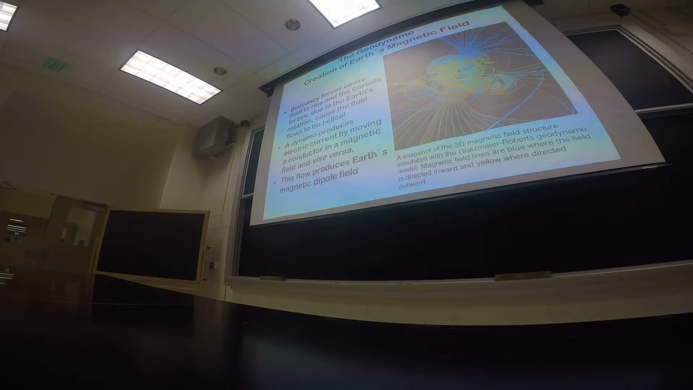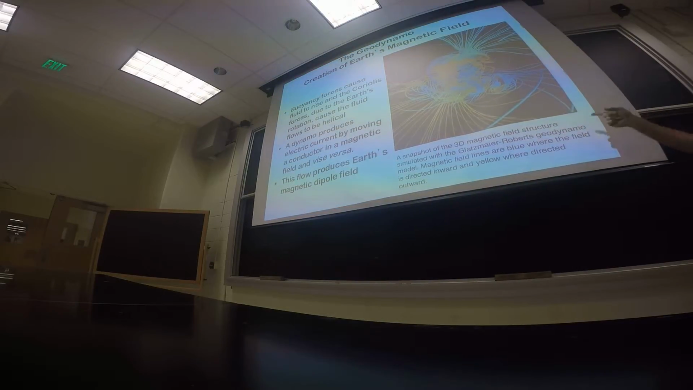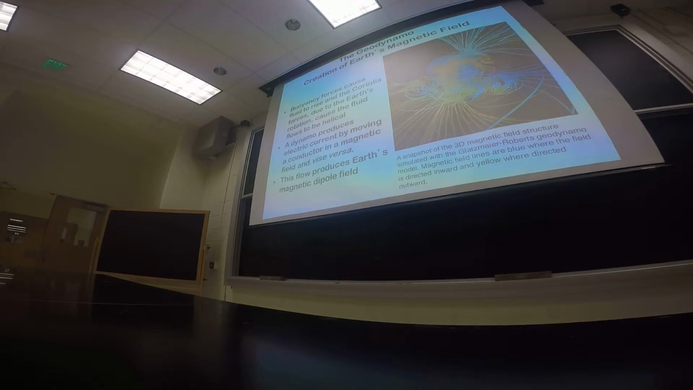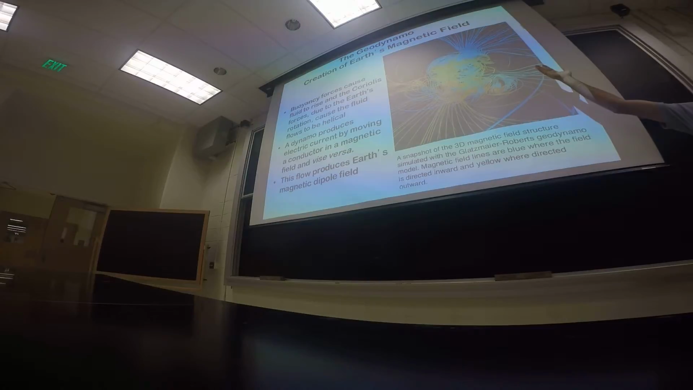So here is actually a picture of the magnetic field simulated. So this is basically just like we were talking about in gravity, right? What we're doing is we're making a model of the fluid in the outer core. We're basically modeling how fluids move there. And from that model, we're creating a magnetic field, an overall magnetic field.